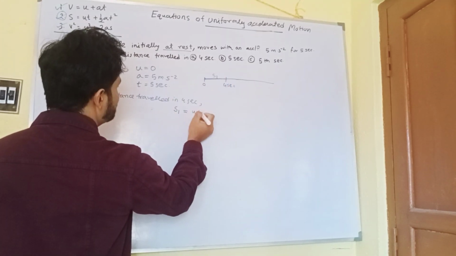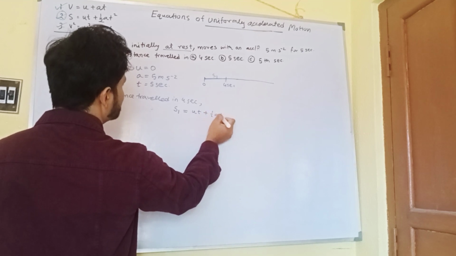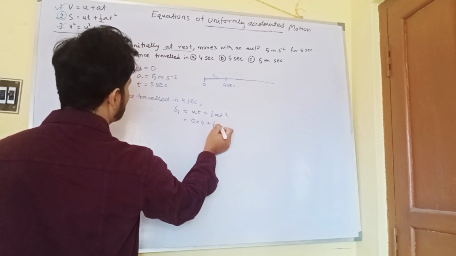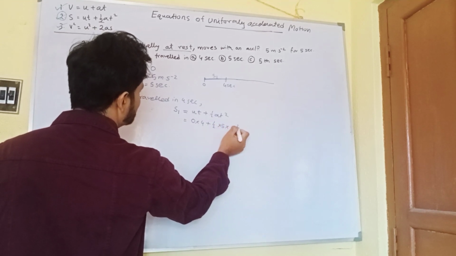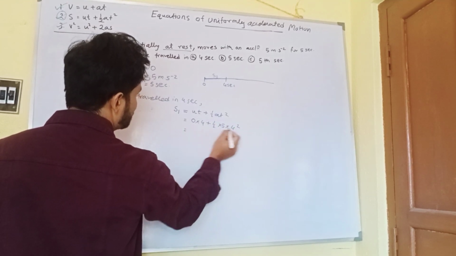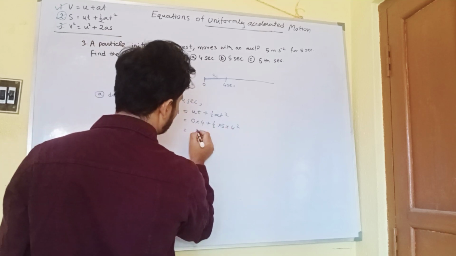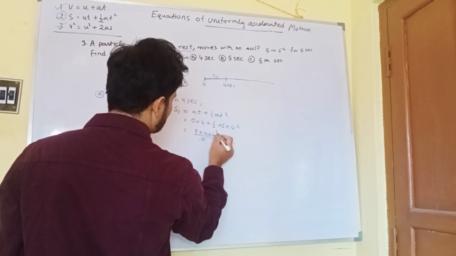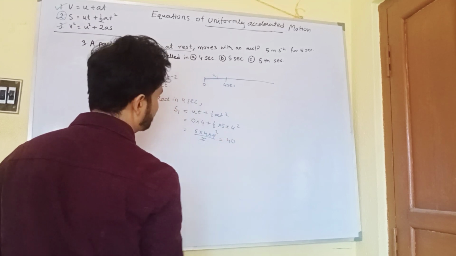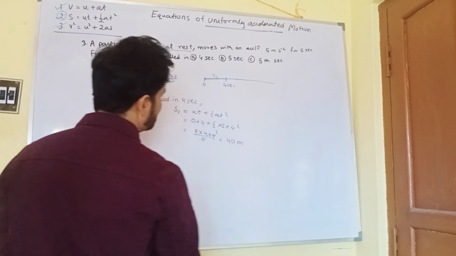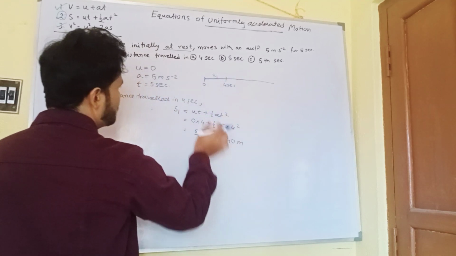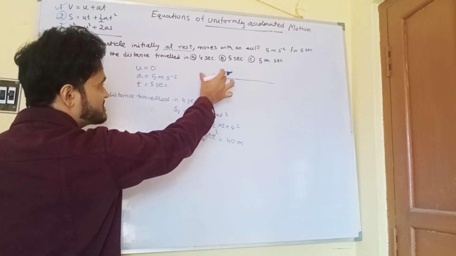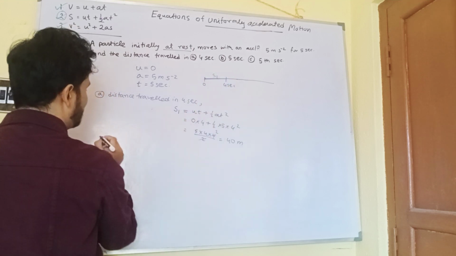So ut plus half at square. What is the value of u? 0 into 4, plus half into 5 into 4 square. So 5 into 16 by 2, 40. So 40 meter is the distance traveled in 4 seconds. So after 4 seconds, what is the distance traveled by the particle? 40 meter.